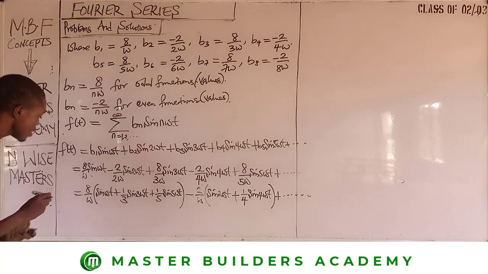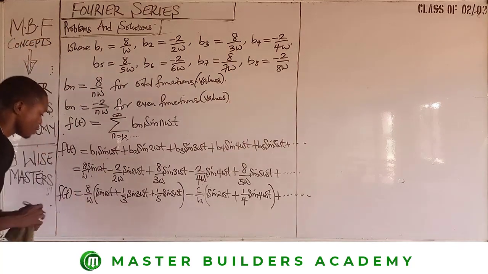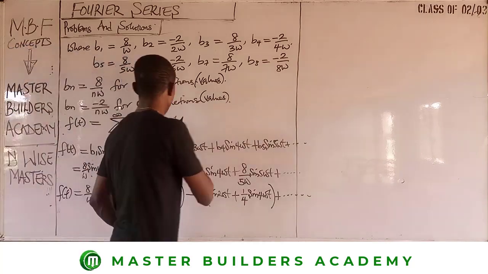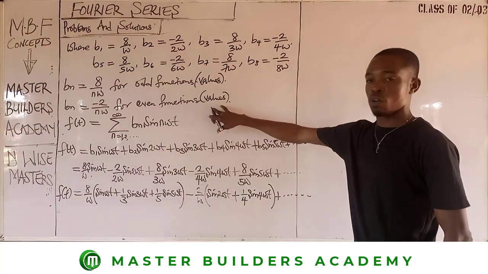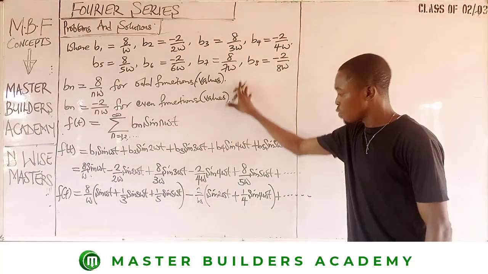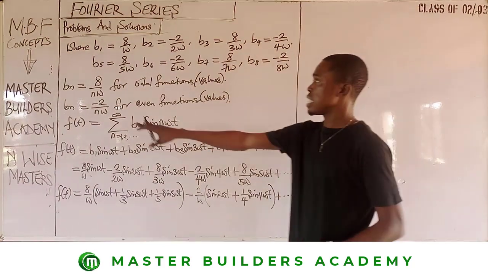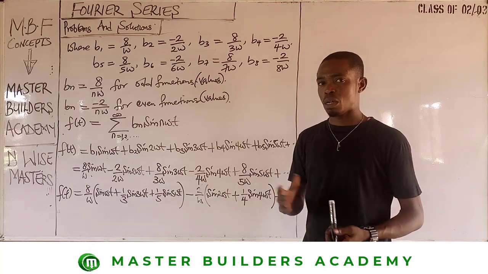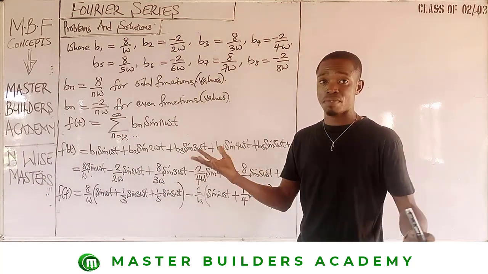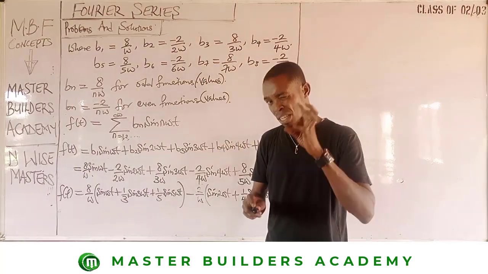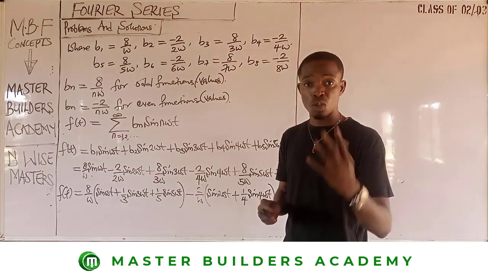So guys, this is the Fourier series for this particular function. It's as simple as this. It's just for you to know what you are doing, what you're looking for, and how to get what you're looking for. Very simple, with the principles and the key boundary conditions that I give.